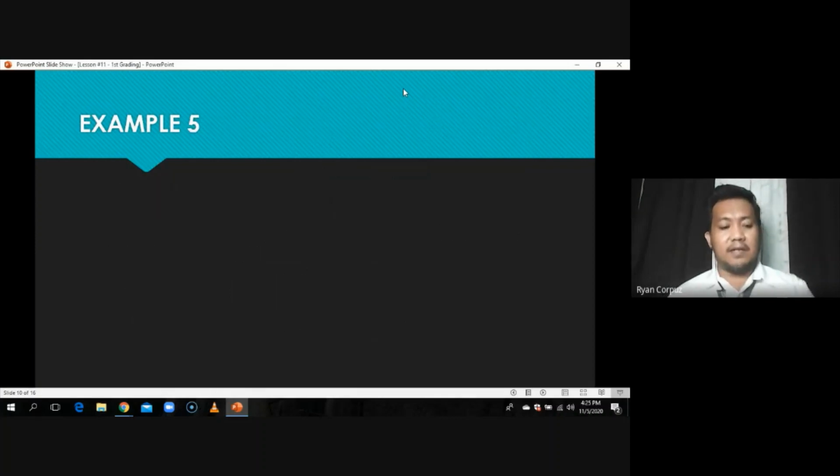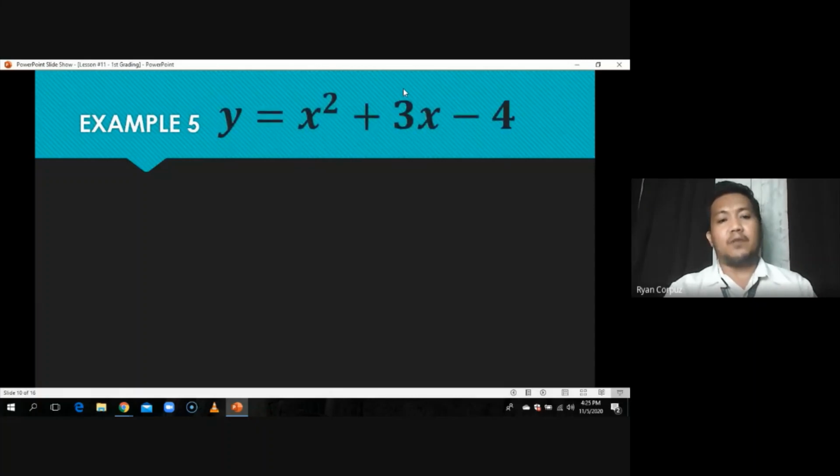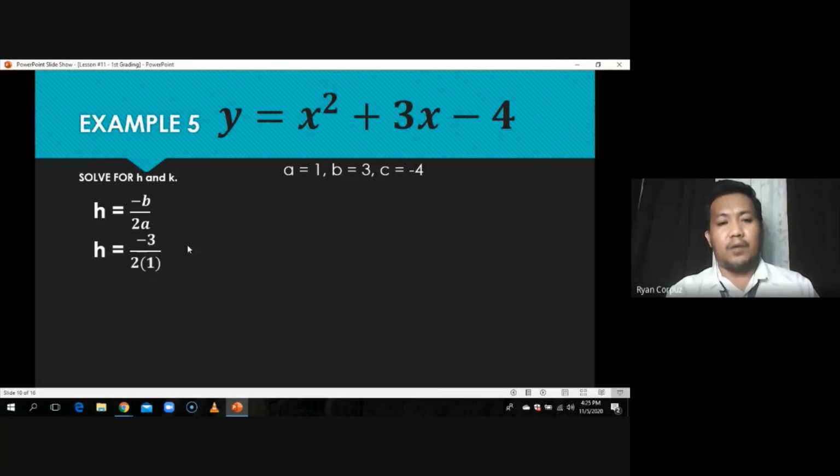Let's have here example number 5. For example number 5, the given is y is equal to x squared plus 3x minus 4. So using hk, a is 1, b is 3, c is negative 4. So solve for h: substitute, negative b, b is 3, so negative 3 over 2 times 1. Then, simplifying it, we have negative 3 over 2, which is still negative 3 over 2. It stays the same because we cannot simplify it any further; it's already in simplified form.